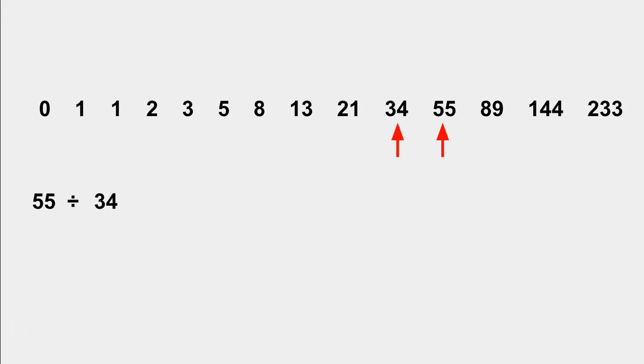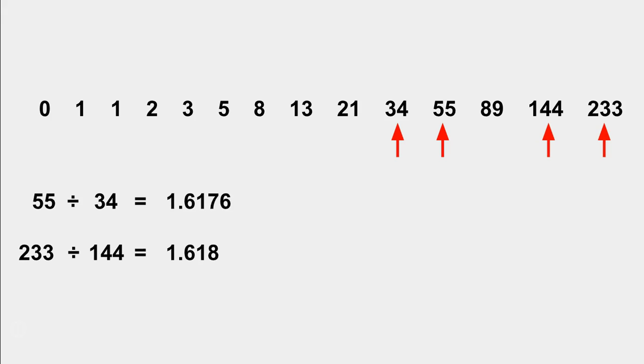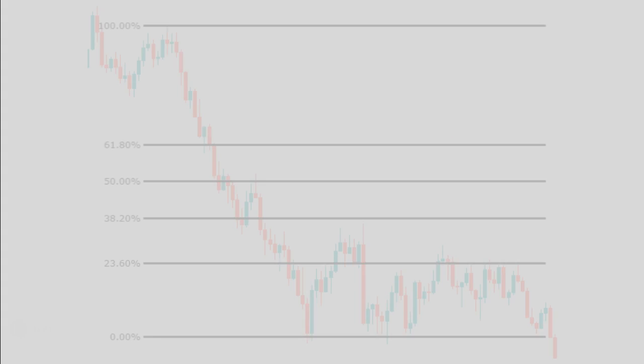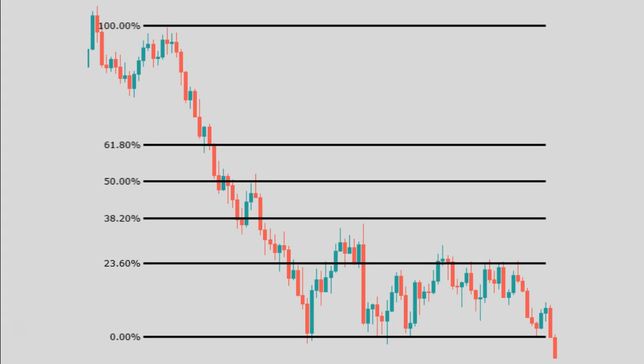The Fibonacci extension levels are calculated by taking any number after the first few and dividing it by the previous number. 55 divided by 34 or 233 divided by 144 are both equal to 1.618. Fibonacci levels are often used by traders to identify potential levels of support and resistance.